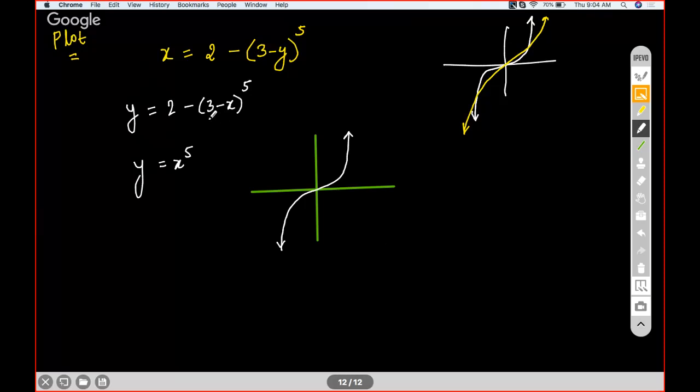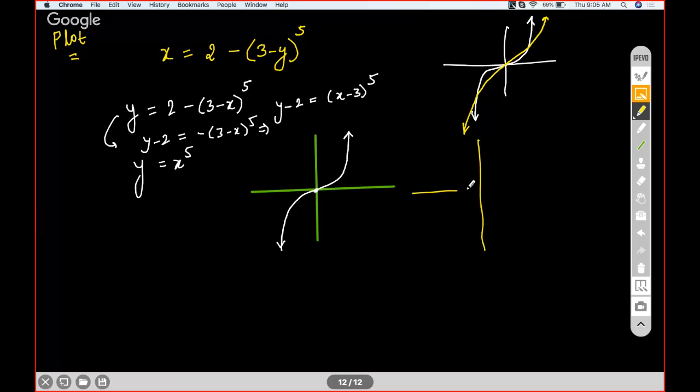Now, first thing we'll do is we'll rephrase it as y minus 2 is equal to negative 3 minus x to the power 5, which is as good as saying y minus 2 is x minus 3 to the power 5. So what I did was I shifted the negative sign to the y part so I could reflect it. So in this case, you will have to shift it 3 units to the right and 2 units up. Correct. So it will be like this.